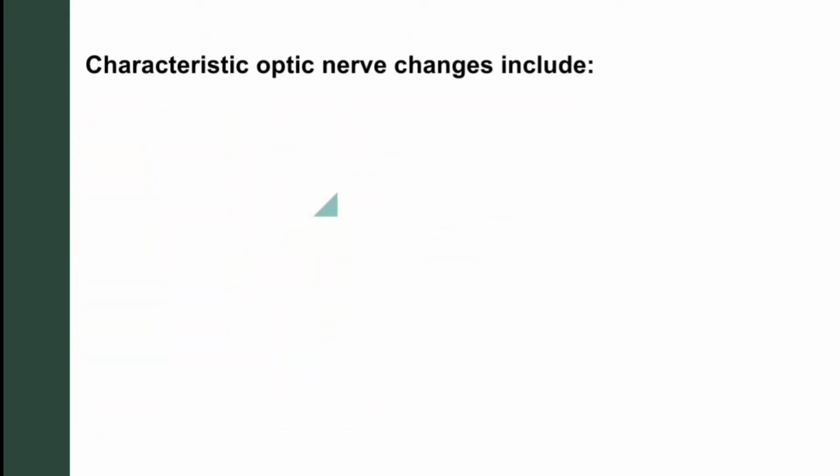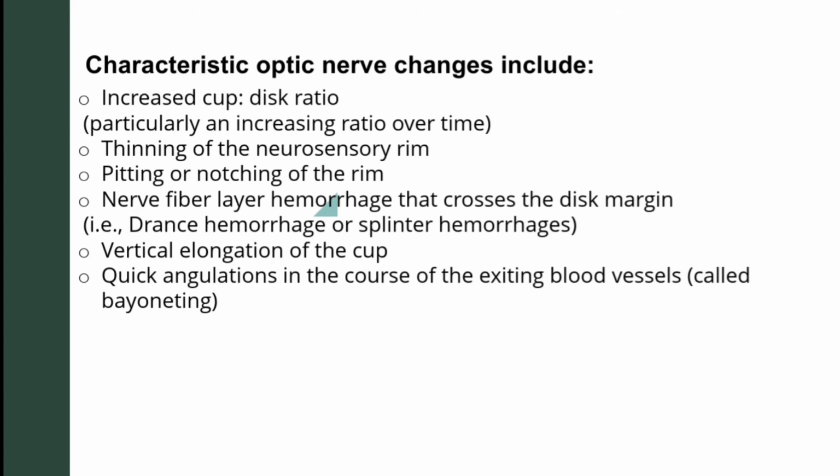Okay, so what are the characteristics usually in glaucoma, right? There will be an increased cup-disc ratio, particularly an increased ratio over time, right? So if you perform ophthalmoscopy again and again, you will see over time there will be an increase in this ratio. Thinning of the neuroretinal rim, pitting or notching of the rim, nerve fiber layer hemorrhage that crosses the disc margin. It's called Drance hemorrhage or splinter hemorrhages. I have a very good picture I will show you in just a moment. There will also be vertical elongation of the cup, and sharp angulation in the course of the exiting blood vessels, called bayoneting.